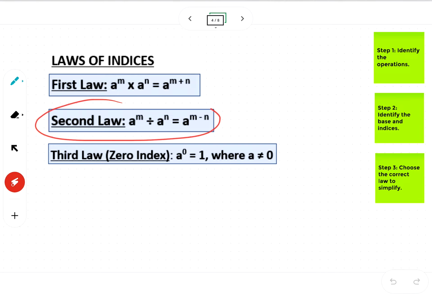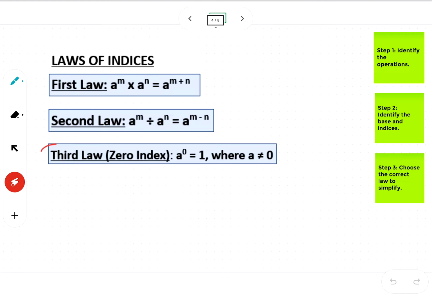The second law is for expressions that involve division. If you see the base is the same, and a divide, it means you have to subtract the indices. Kalau times, you plus the indices. Kalau divide, you minus the indices.